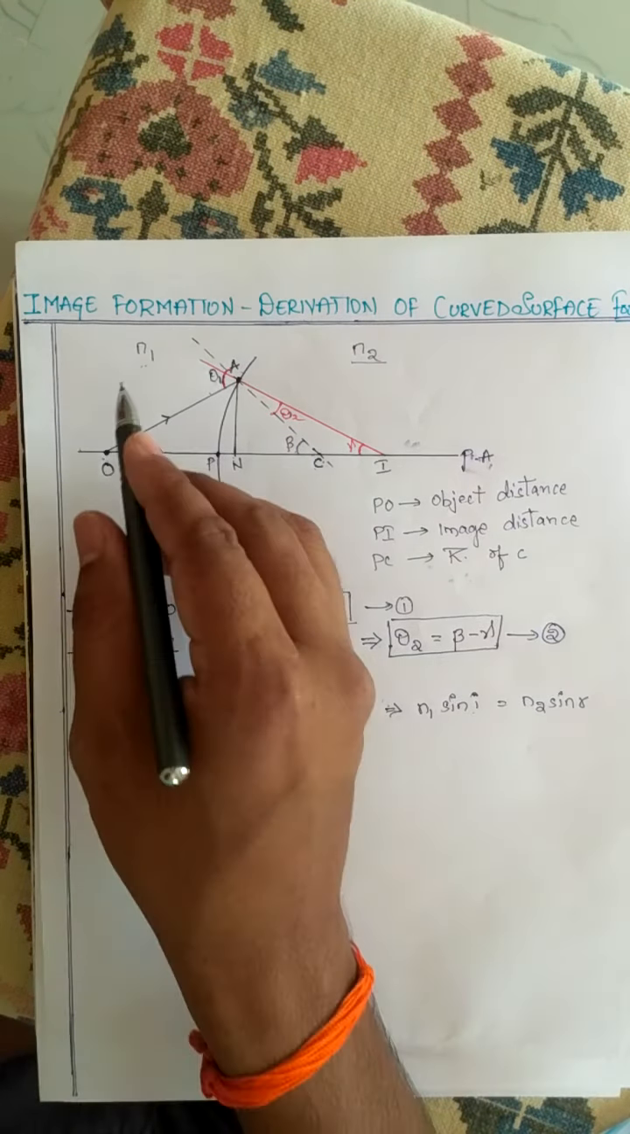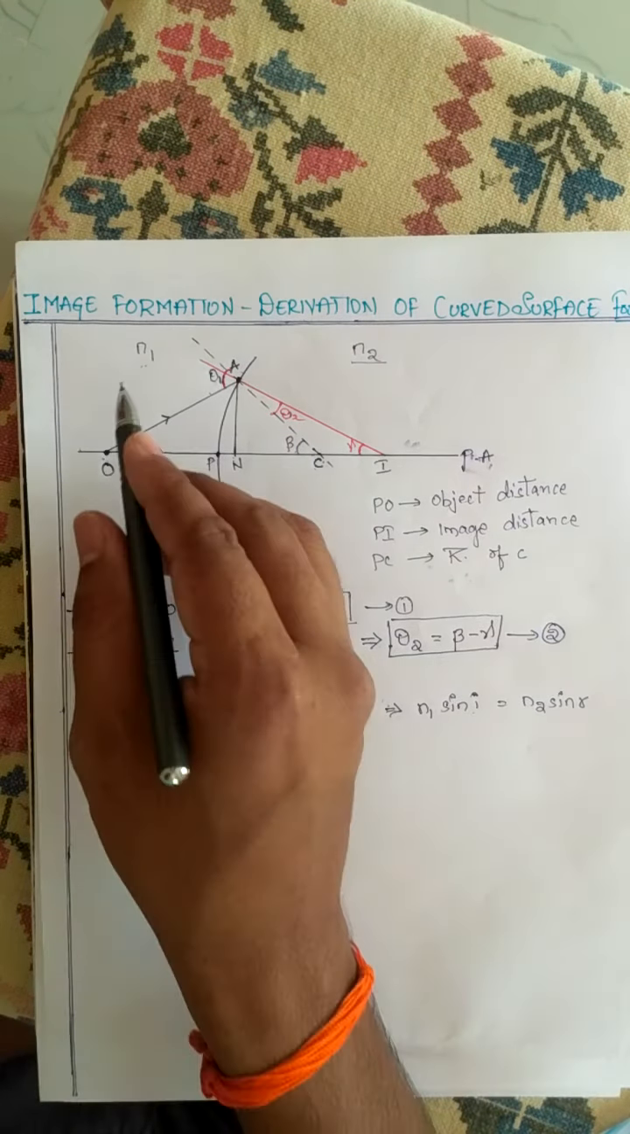So what happens if I substitute? N1 sine theta 1, theta 1 means alpha plus beta, is equal to N2 sine theta 2. Theta 2 is nothing but beta minus gamma. So N2 sine beta minus gamma. We know that the angles are very small, so they are going to reside close to this principal axis.